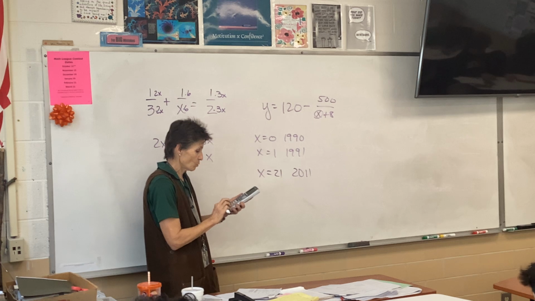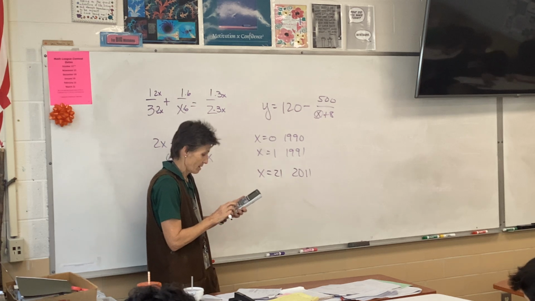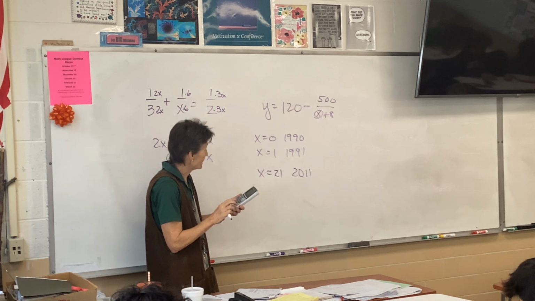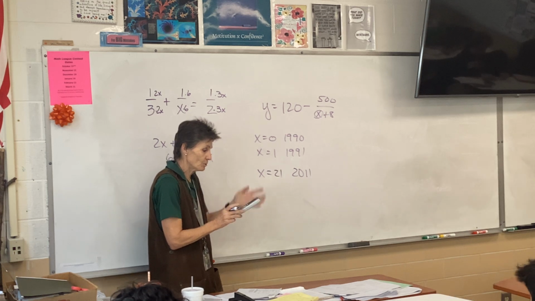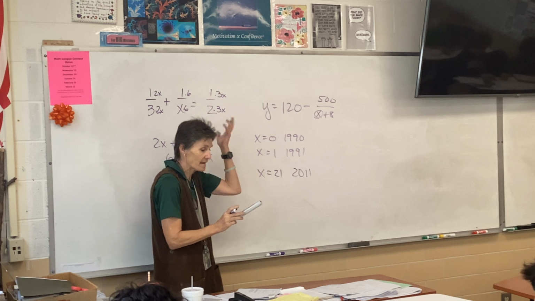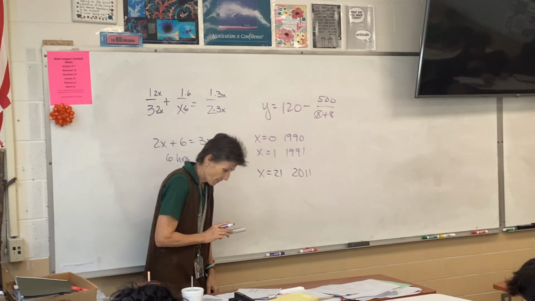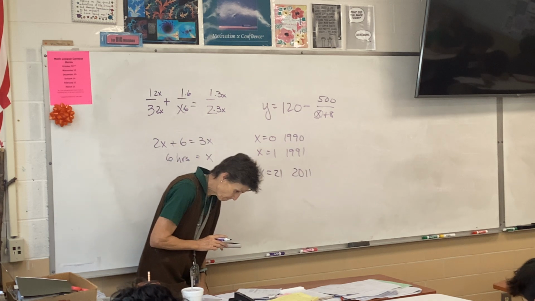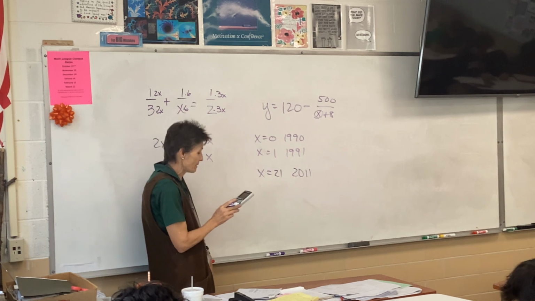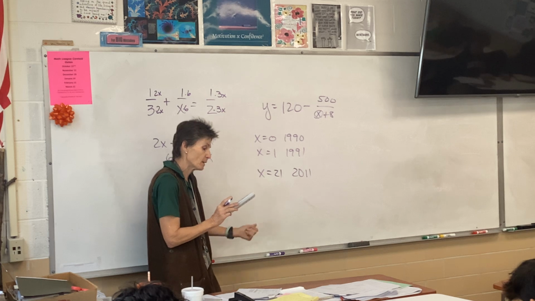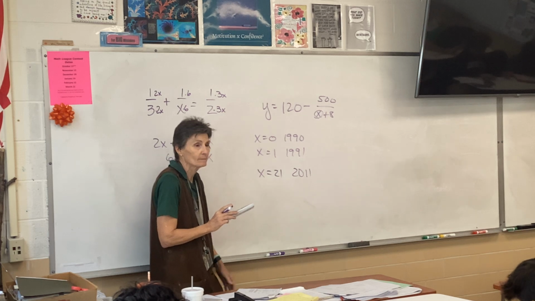So all I do now is go to my equation and plug in 21. So 120 minus 500 divided by 29. You get 102.8. And is there a unit on that? Oh, that's dollars. 120.8, or so, $120.76.